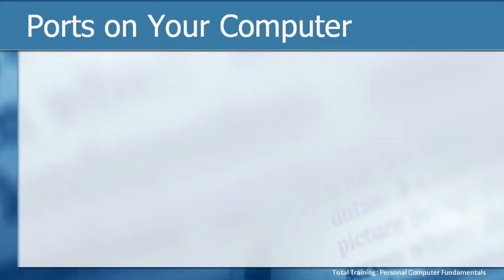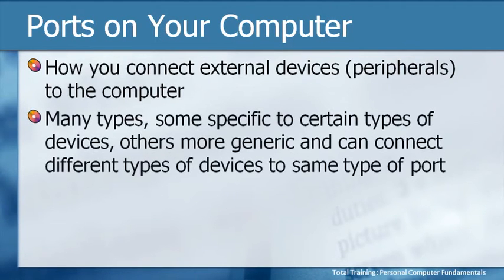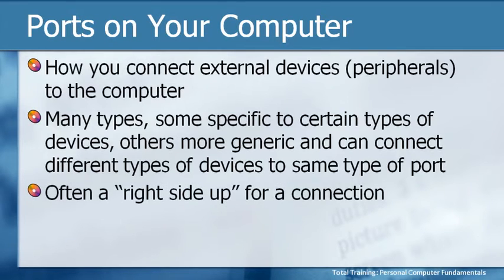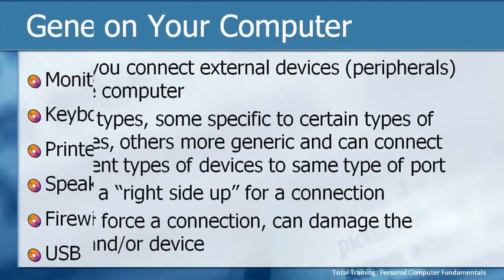The things that you connect to your computer, to the CPU or to the box, are called external devices or sometimes called peripheral devices. There are many types of peripherals, and there are many types of ports to go along with those. Some of the ports are specific to certain types of devices, and others are more generic and connect different types of devices to the same port. Remember that when you're connecting things to a computer, there is often a right side up for a connection. They can't just go in any old way. And maybe most importantly, never force a connection. If you try to force a cable into a port, you can damage both the port and the device cable.